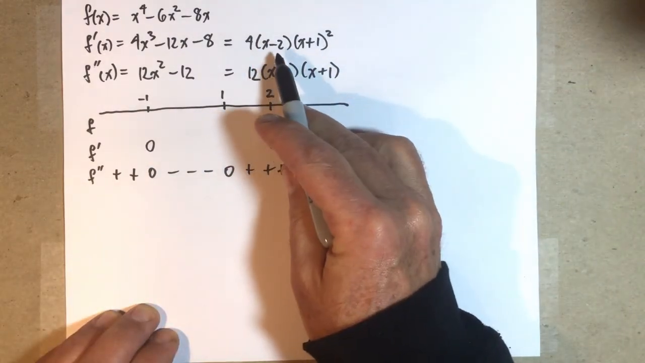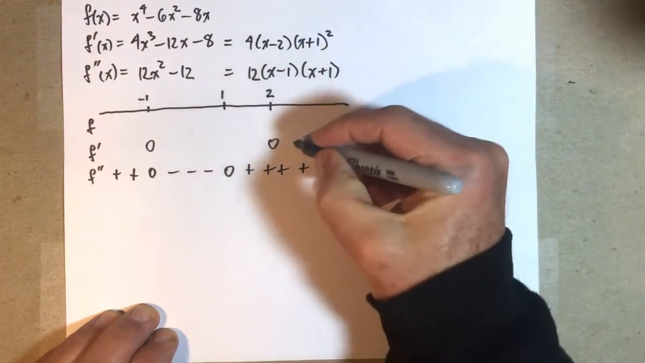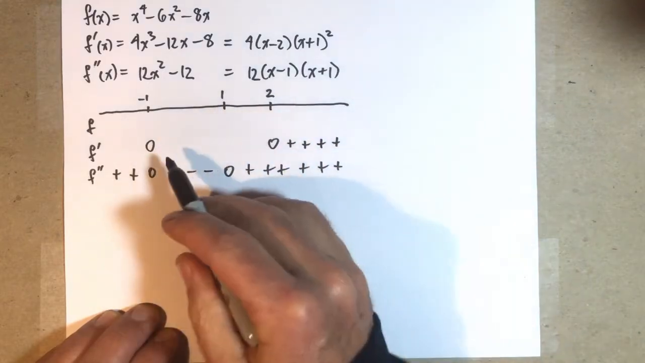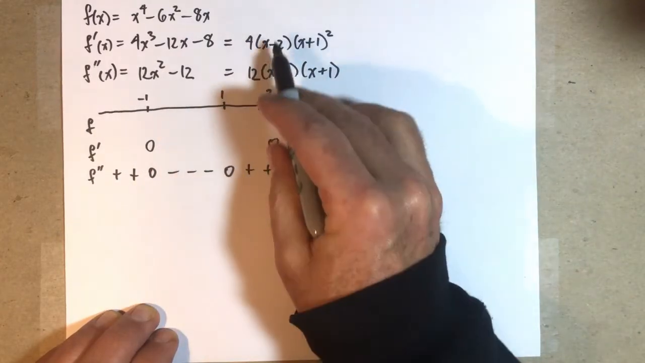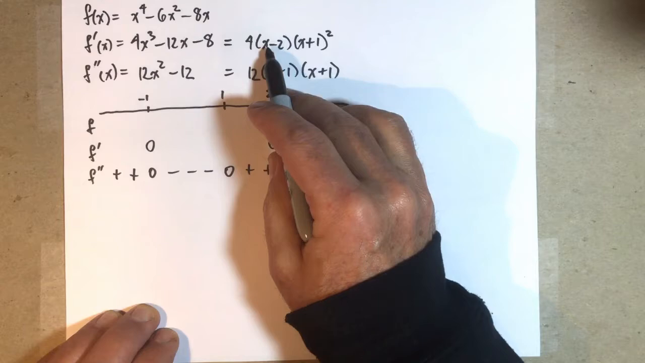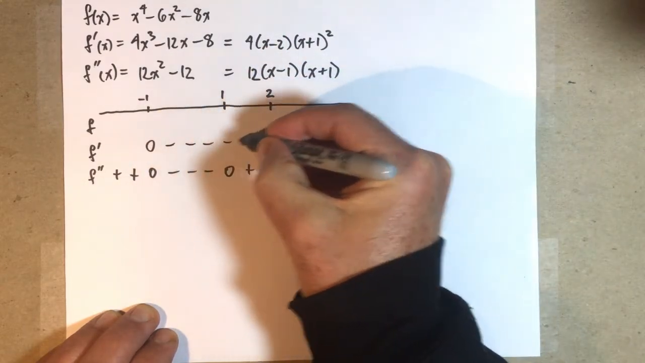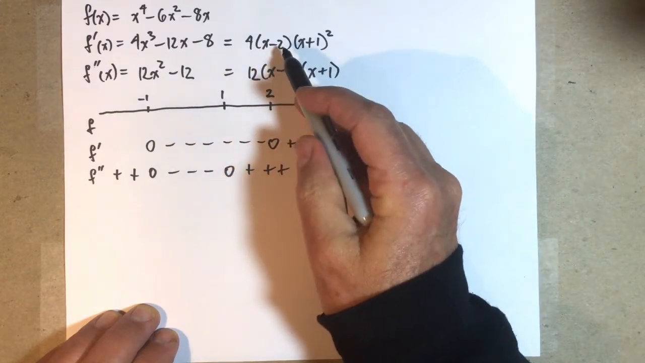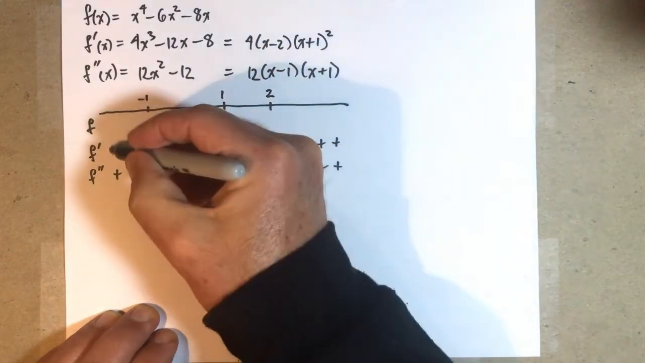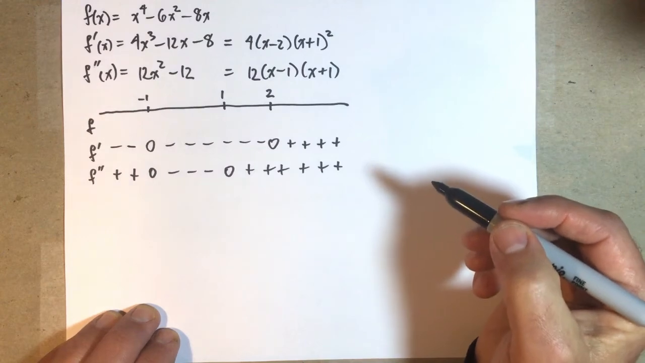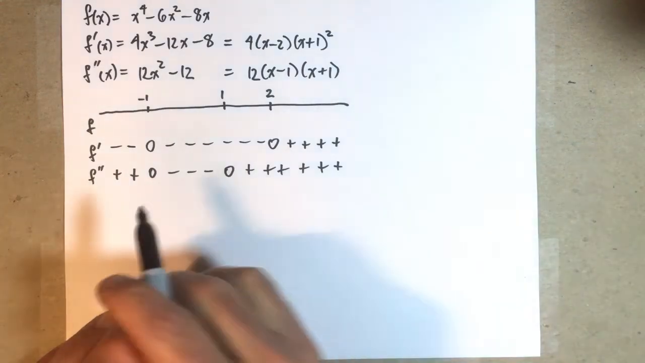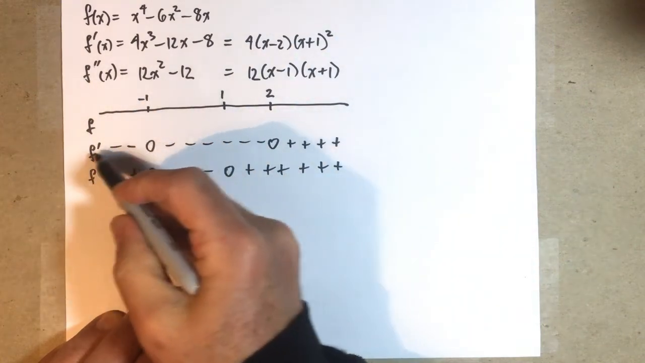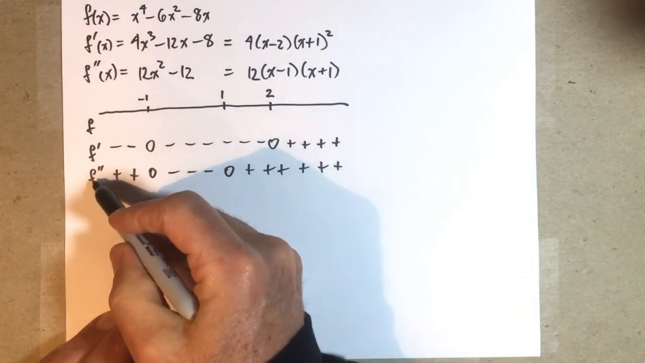For f prime, for x bigger than 2, positive times positive. Between -1 and 2, I have negative times positive. That makes this negative. And to the left of -1, I have negative times positive, which is again negative. Now, on each of these intervals, from -infinity to -1, the sign of f prime is negative and f double prime is positive.